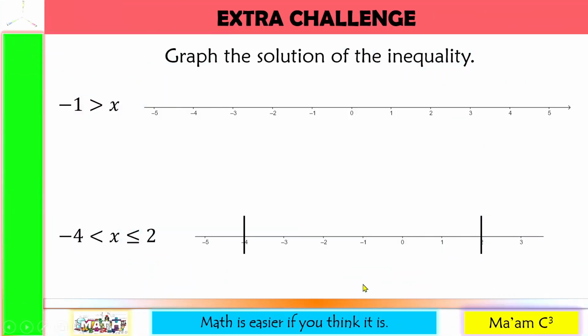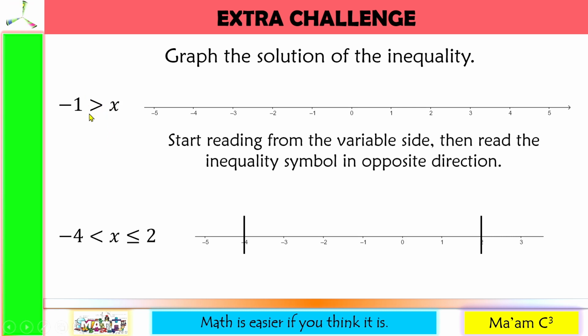Let's do extra challenge. Graph the solution of the inequality. If you have a statement like this, the technique is to start reading from the variable side and then read the inequality symbol in opposite direction. So this statement is the same as x is less than negative 1. Now it is much easier to graph.